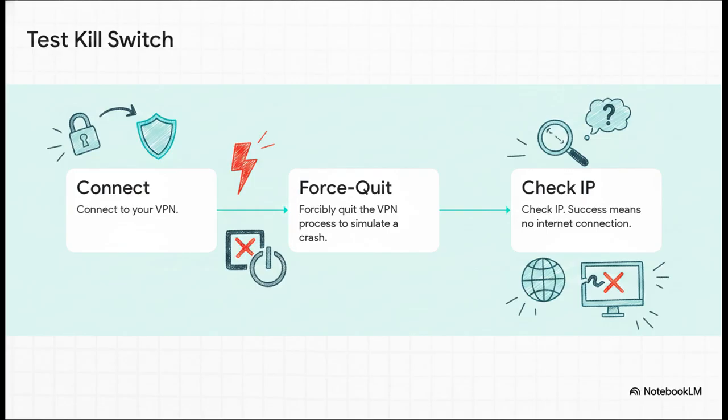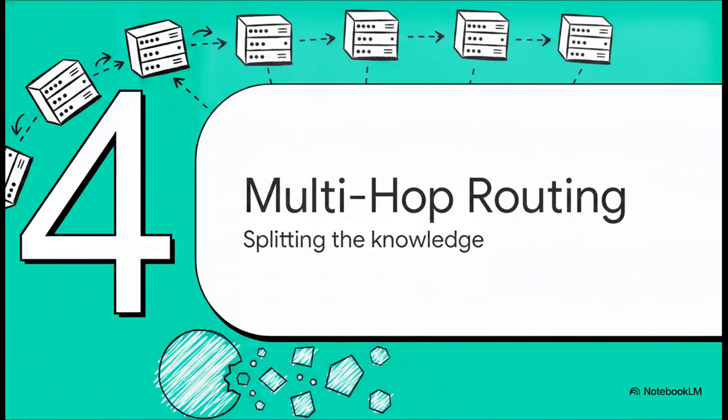Step 3, run a command line tool or refresh a browser page to check your IP address. If your IP still shows up, meaning your internet is still working, your kill switch completely failed. A successful test means your computer has absolutely no internet connection until you manually restart the VPN. And this brilliantly illustrates our next point.